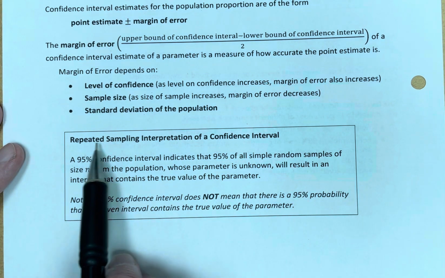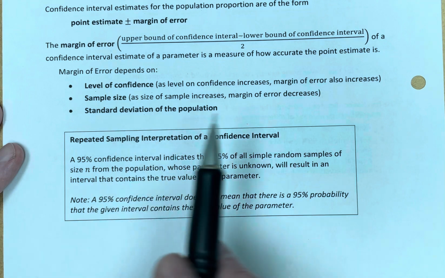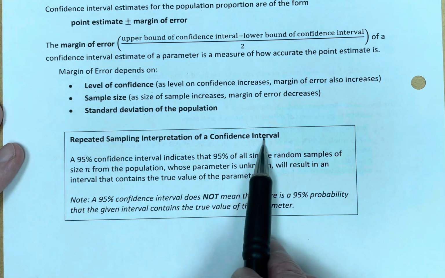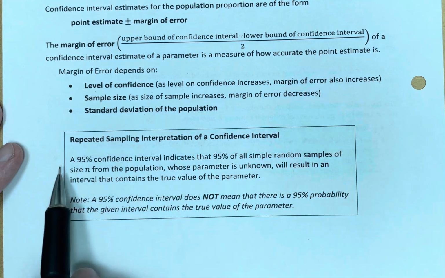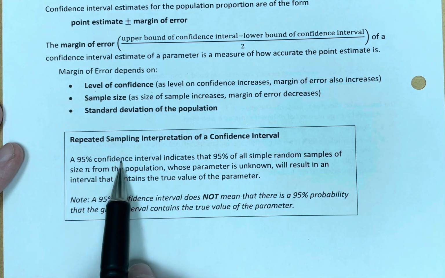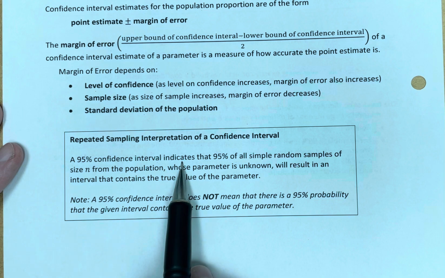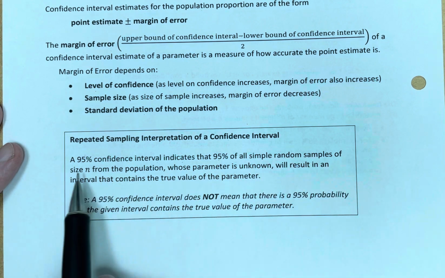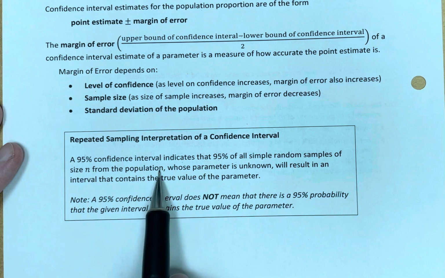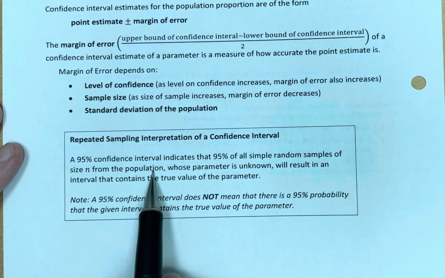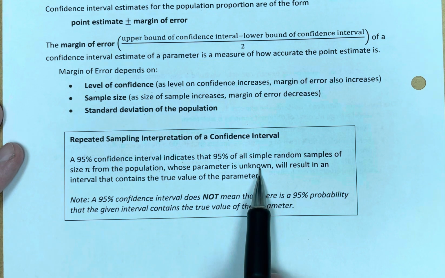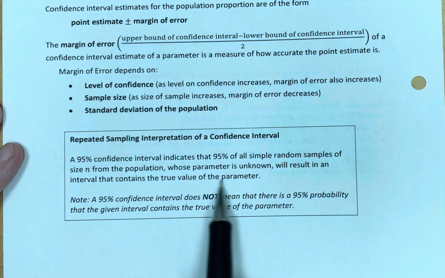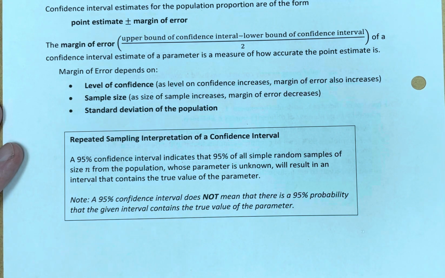Given repeated sampling, let's talk about a repeated sampling interpretation of a confidence interval. A 95% confidence interval indicates that 95% of all simple random samples of size n from the population whose parameter is unknown will result in an interval that contains the true value of the parameter.